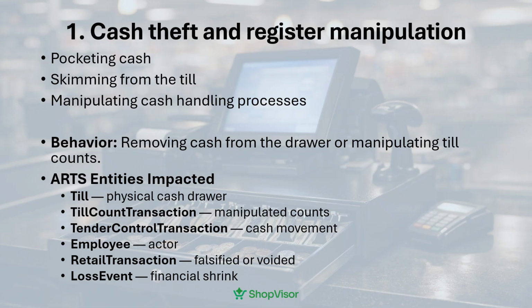The ARTS entities impacted. The till itself, of course, that's the physical cash drawer. The till count transaction, so you've got manipulated counts. It says you've got less than you really did. The tender control transaction is the actual cash movement, money coming out of the till going into the safe, for example. The employee itself, that's the actor that's involved. The retail transaction, the ones that are falsified or voided, scanning a bunch of items and then voiding them out, and then taking the money and putting it into your pocket. And then, of course, there's the loss event, which is the financial shrink.